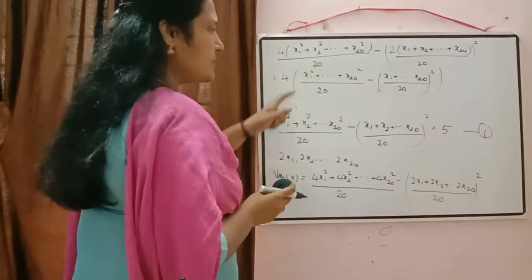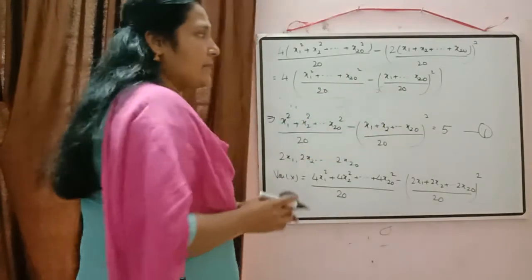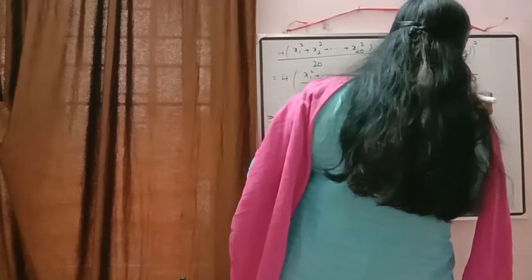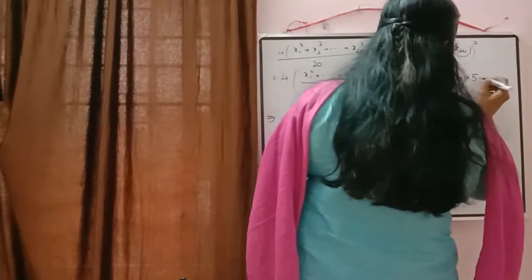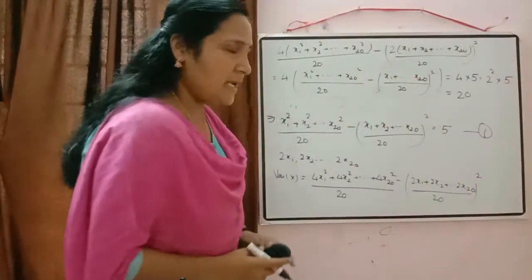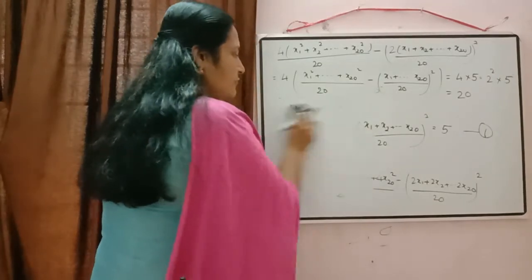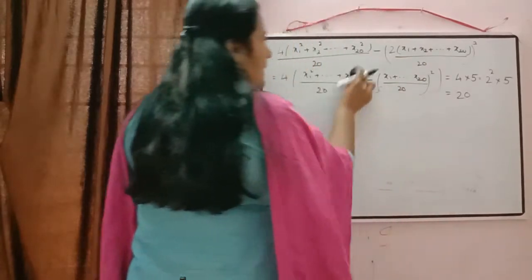Can you tell me what this value is? Yes, this value is equal to 5. So in place of the full expression we can write 5. So it will be 4 into 5, equal to 20. So 4 is equal to 2 square, into 5. It means if each observation is multiplied by 2, then the variance will get multiplied by 2 square.